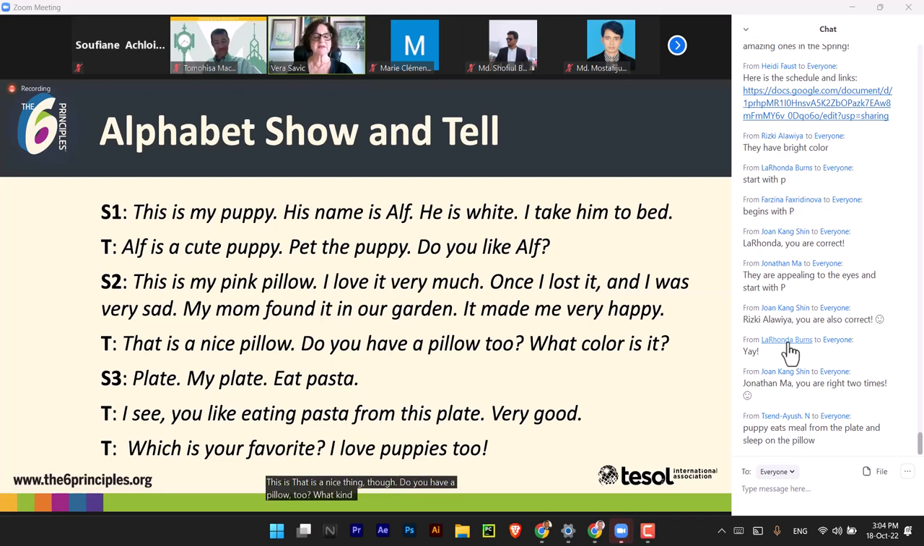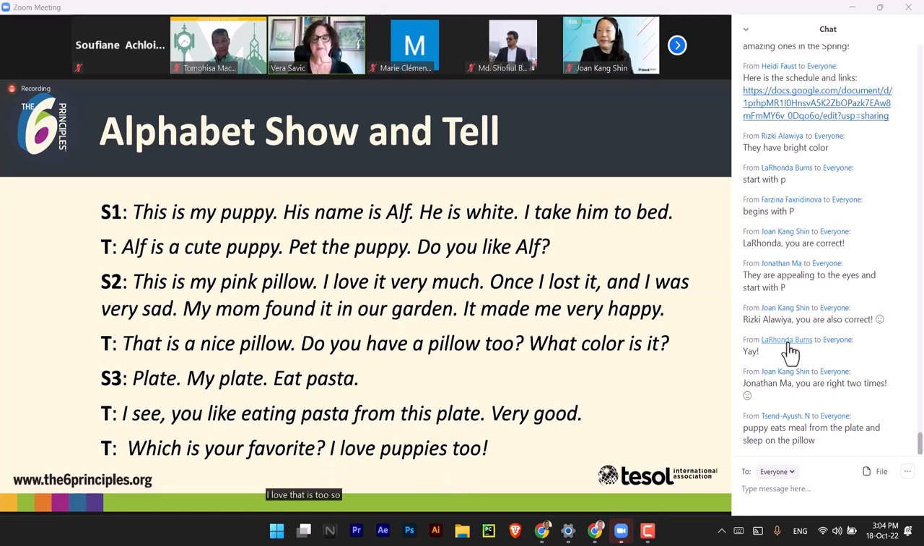What color is it? And finally, student three: Plate, my plate, eat pasta. And the teacher says, I see, you like eating pasta from this plate. Very good. And then the teacher addresses all the other learners in the classroom: Which is your favorite? I love puppies too.